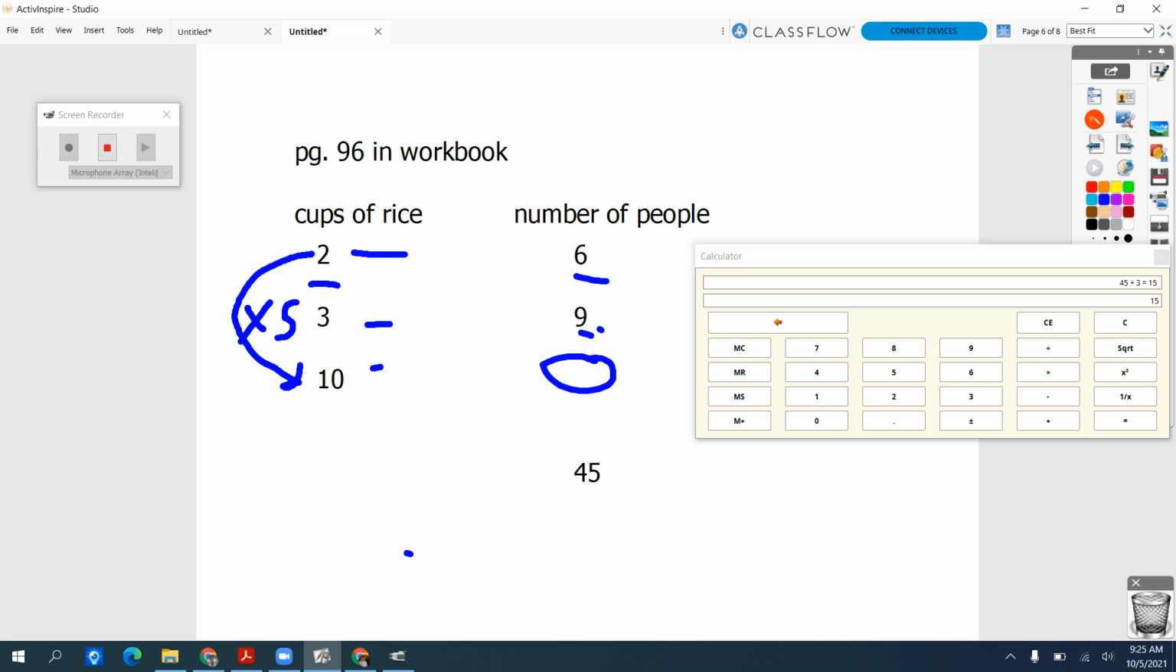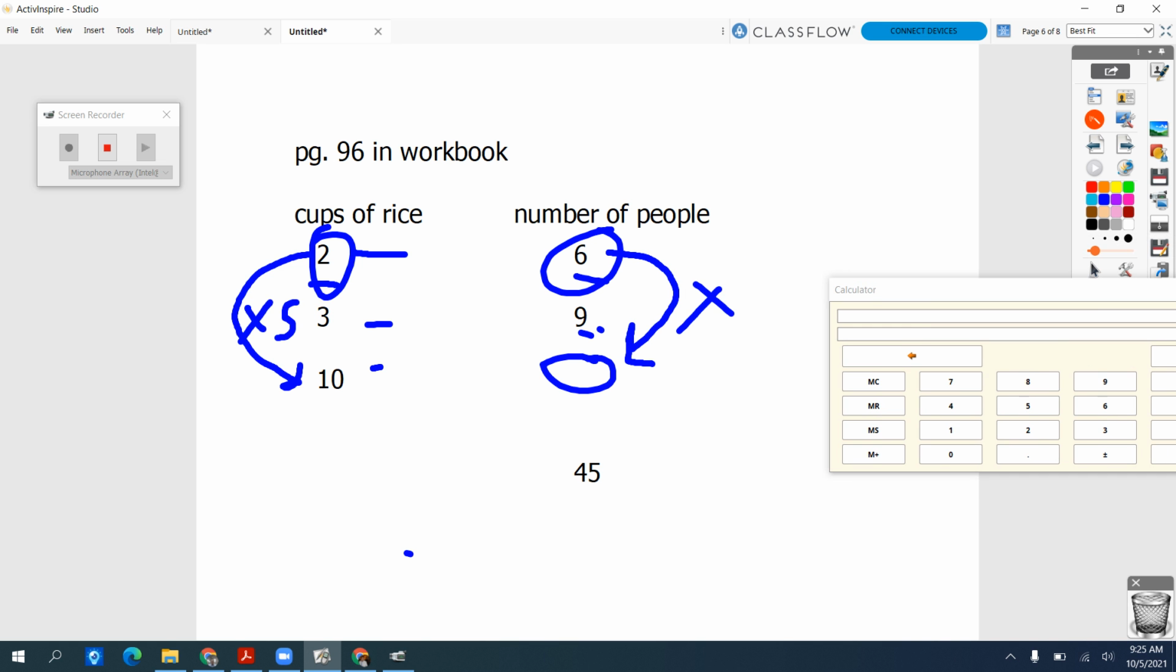So I'm going to take the row that I was working with. In this case, it's a 6. I'm using the 2, so I have to use the 6. And I'm going to multiply that same thing times 5. And that will get you the same thing we got before, 30. 6 times 5 is 30. Well, now, let's see. Do I know anything that can get me 45?